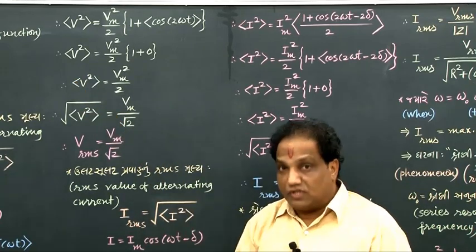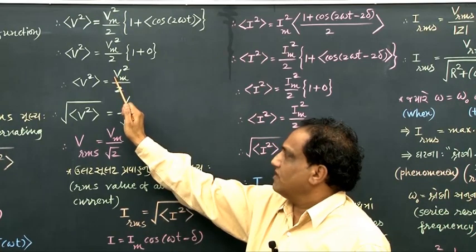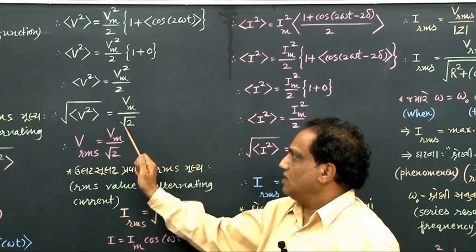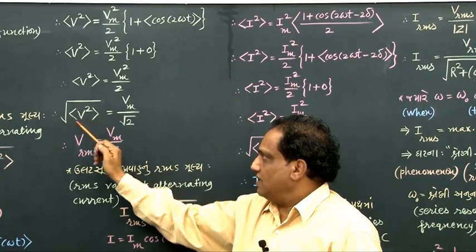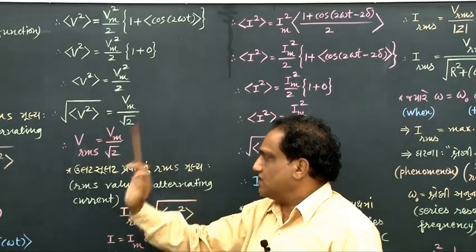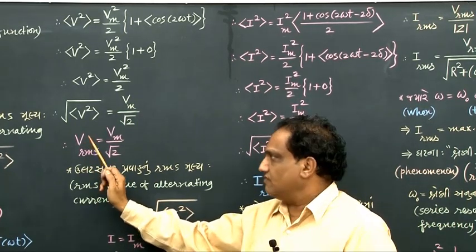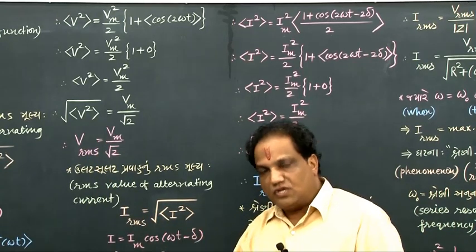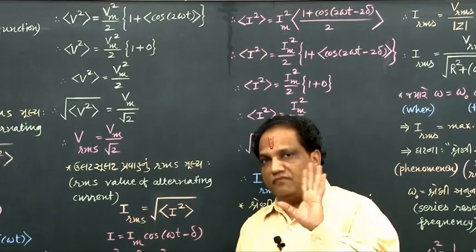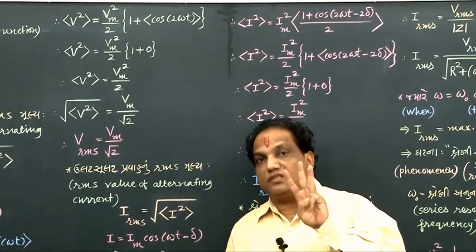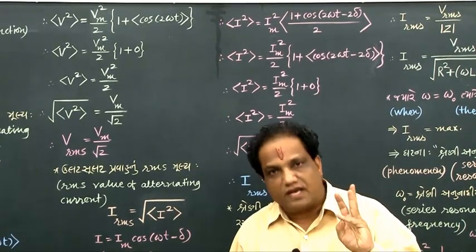Take the square root on both the sides. The square root of Vm square is Vm, and the square root of 2 is root 2. What is this? Root mean square voltage. That's why the symbol is Vrms. What is the Vrms formula? Vm upon root 2.